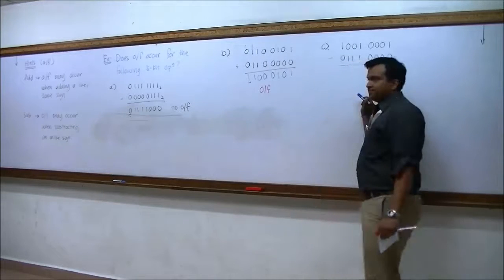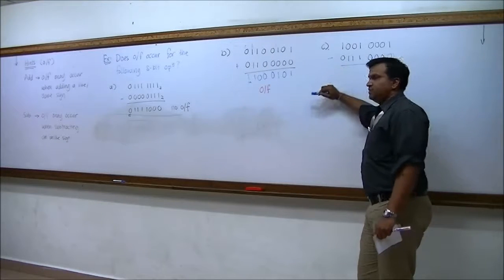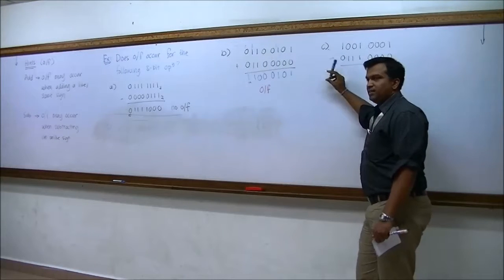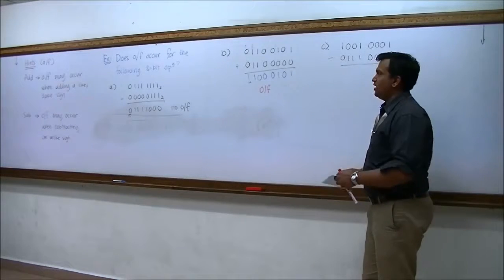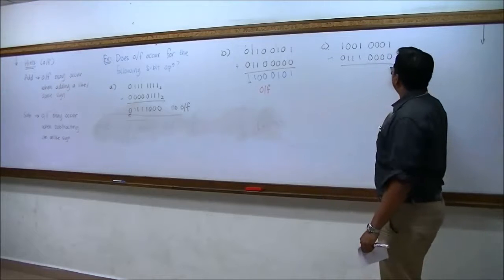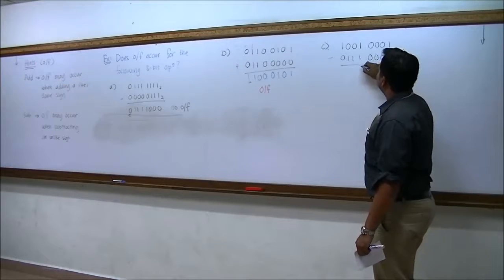Shall we see the next one? This is subtraction. Subtraction of unlike sign. So can we get overflow or no overflow? Maybe. So we have to try. So this is 1, 0, 0, 0, 0.